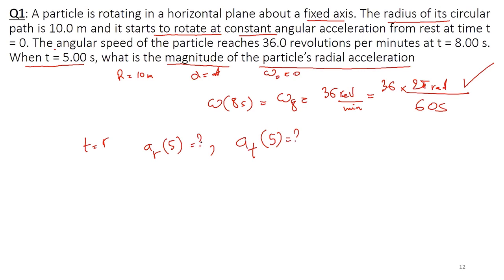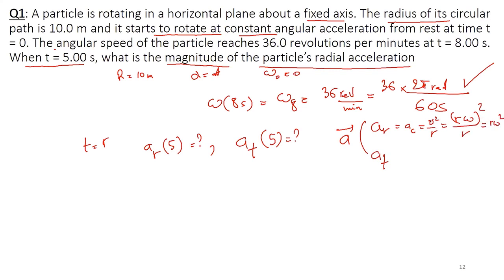You know that these are linear accelerations. You know that my linear acceleration has 2 components, the radial component and the tangential component. The radial component, as we said, is a centripetal acceleration, is v squared over r. So v is r omega. So I will have r omega squared divided by r. So this will give me r omega squared.